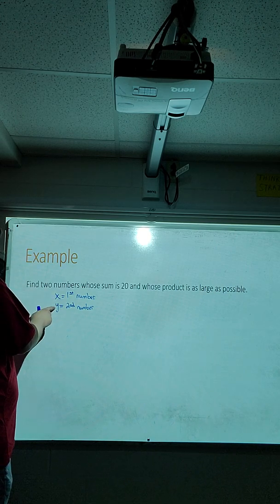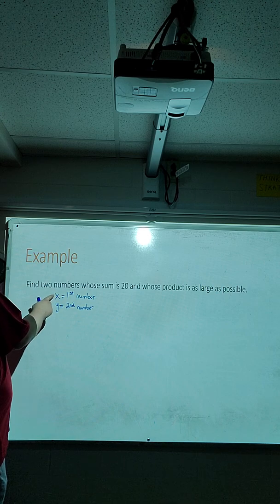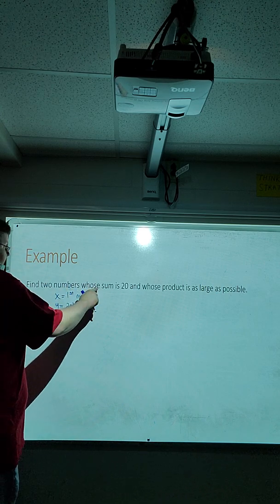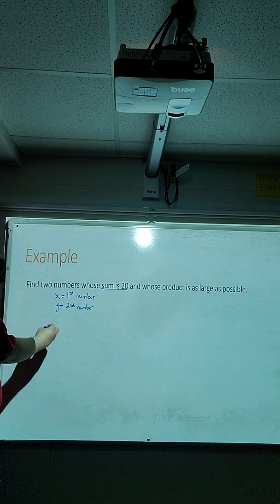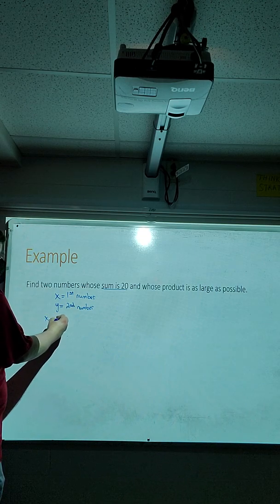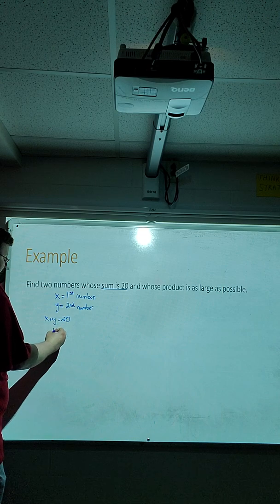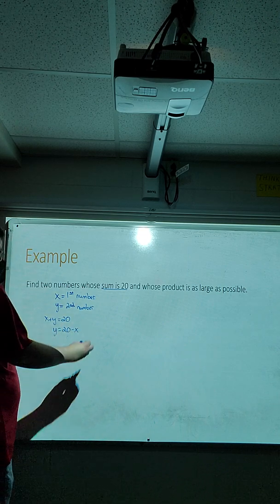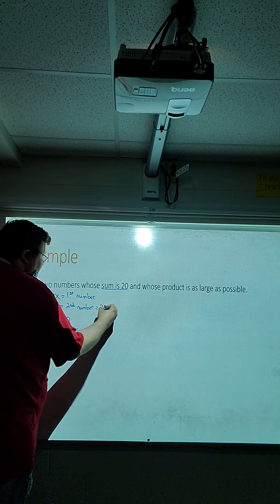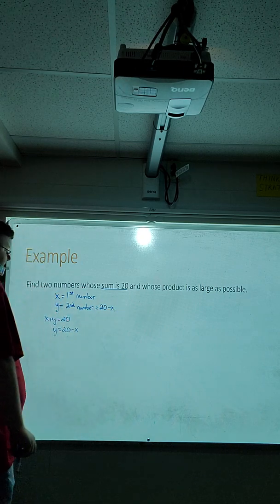So we may have to rewrite y in terms of x, but we can do that using something we know here. We know that their sum is 20. So if their sum is 20, x plus y has to equal 20. So therefore, y would equal 20 minus x. So that second number can be written as 20 minus x.